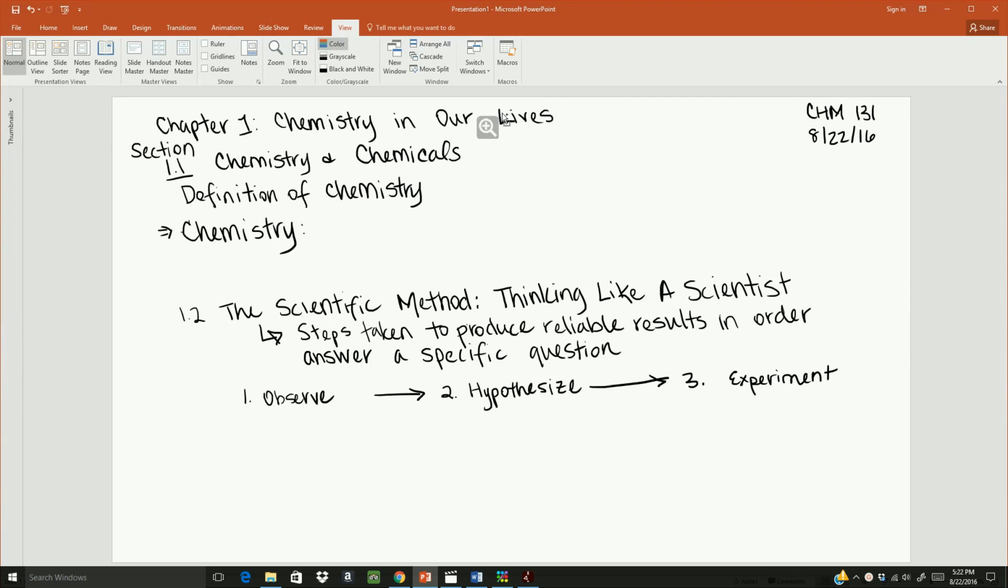Okay, so the first chapter that we're going to be talking about is chapter 1, and I'm actually only going to go over a couple of sections in this chapter because a lot of it is stuff that you guys should already know or have learned at one point in time. So this chapter should be fairly easy for everyone.